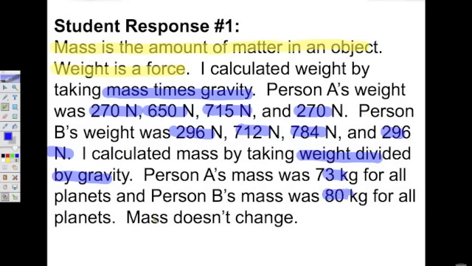Mass doesn't change. That to me could be an explanation, but it doesn't dig very deep, so I'm thinking that is just a concluding sentence, not an explanation.